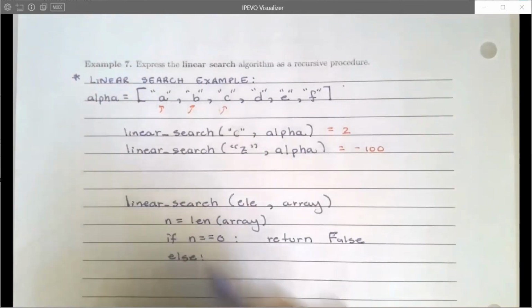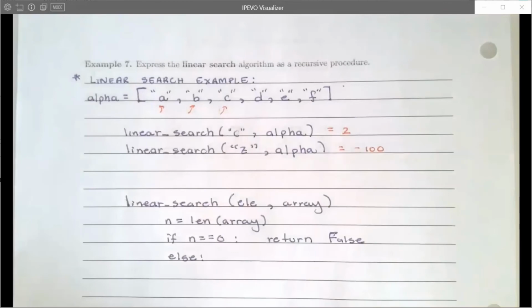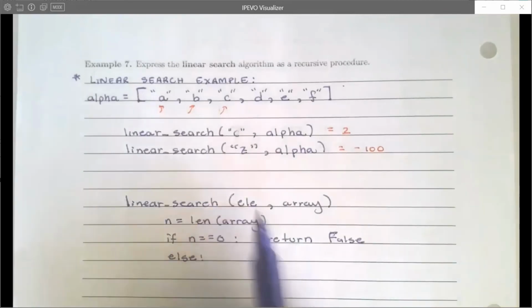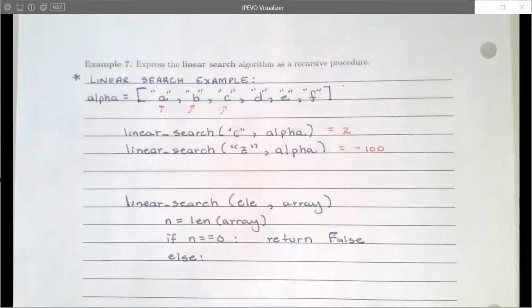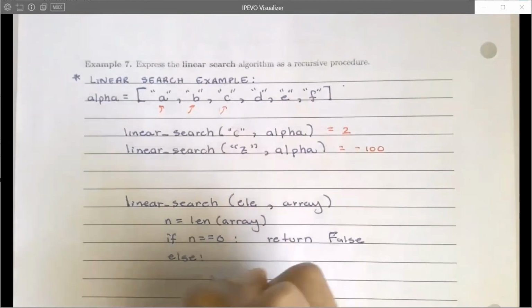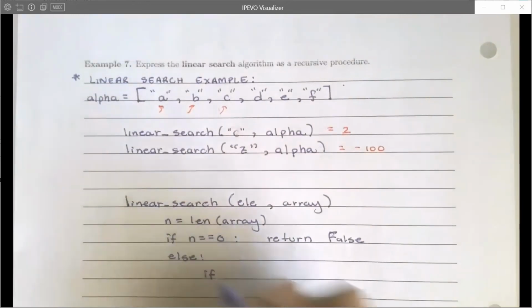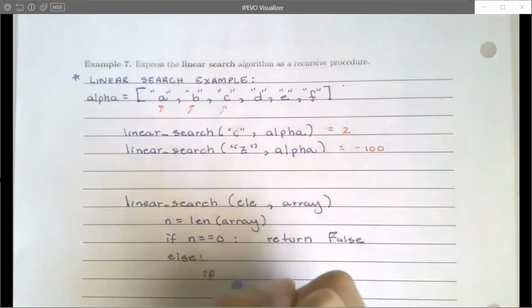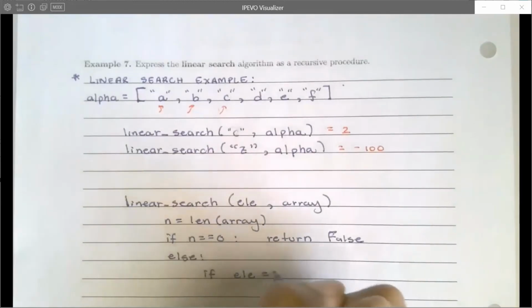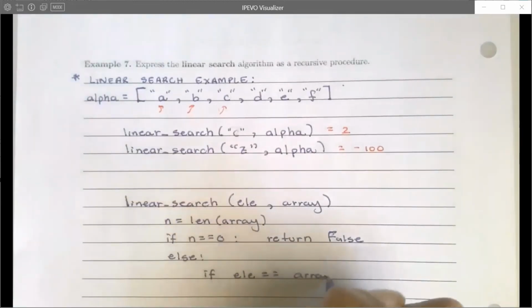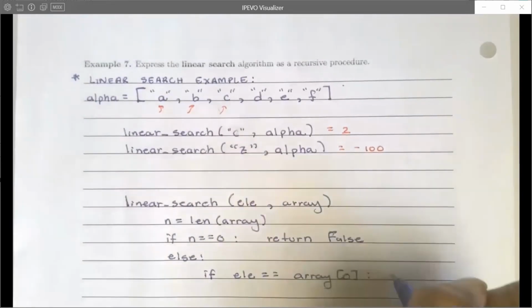Otherwise, we're going to check if the given element is the same as the first element of the array. Else, if the element is equal to the first element of the array, so array at 0, then we return true.